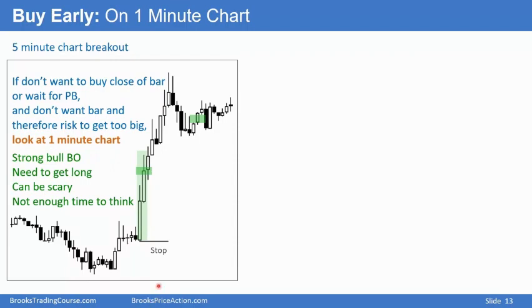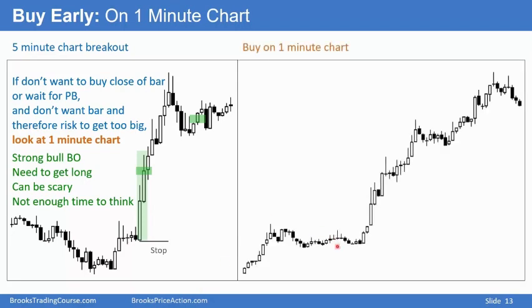An alternative is to wait for a pullback and buy over here. Some traders simply are unable emotionally to buy the market or buy the close. An alternative is to take a look at a smaller time frame chart. This is a 5-minute chart. You can look at a 1-minute chart. And this is the same chart, but a 1-minute chart.